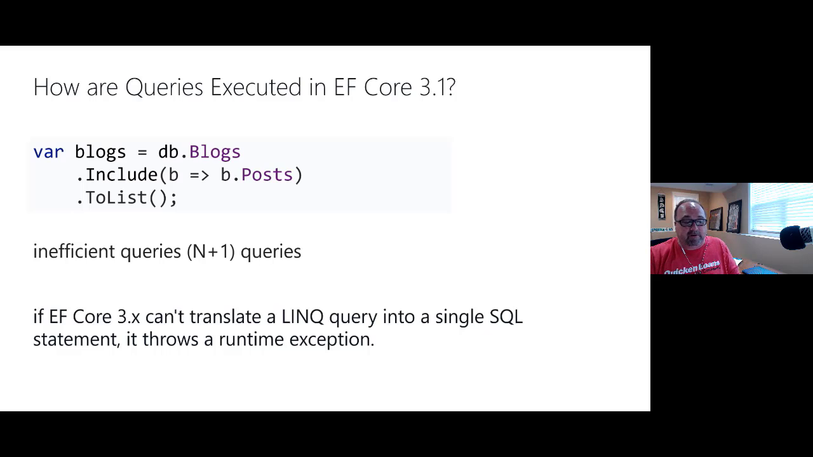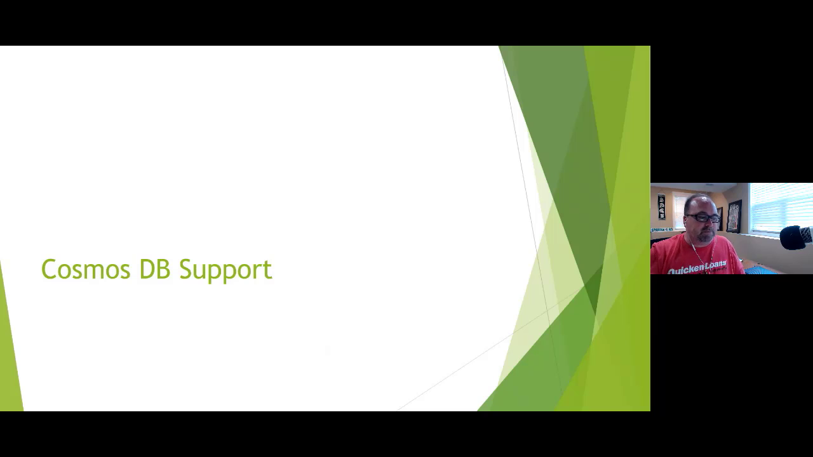And if EF Core cannot translate a LINQ query into a single SQL statement, it will throw a runtime exception. So there are limits to what EF Core can do with some LINQ statements. It really depends on how complex they are. But just know that these two new features are made so that we are not moving gigantic amounts of data across the wire, or having multiple SQL statements going back and forth from the client to the database. So the next one is Cosmos DB.